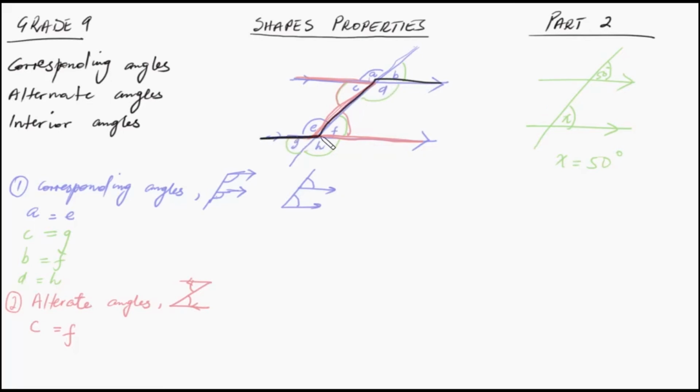Ta-da! What manner of a Z is this? It is a Z angle because this line is parallel to this line. All right? So this angle here and this one are alternate angles. All right? So alternate angles are equal.